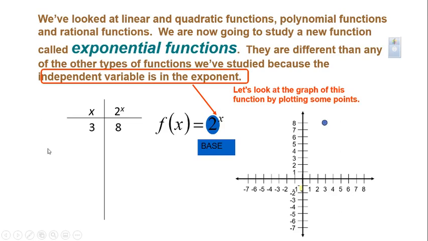4. And then when we plug in 1, 2 to the 1 is 2. And then 2 to the 0, 1. In fact, any non-zero number raised to the power 0 gives you 1. So exponential functions in this basic form will always pass through what point? 0, comma 1. In other words, the y-intercept would be 1, which is nice.